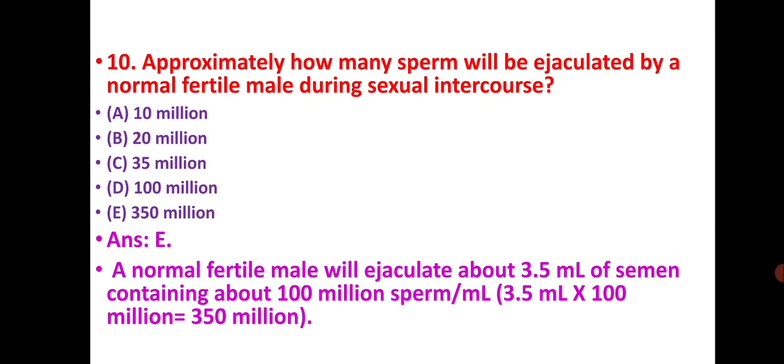So a fertile male ejaculates 3.5 ml of semen, and it contains about 100 million sperm per ml. So 3.5 ml times 100 million gives 350 million. So the answer will be E, that is 350 million.